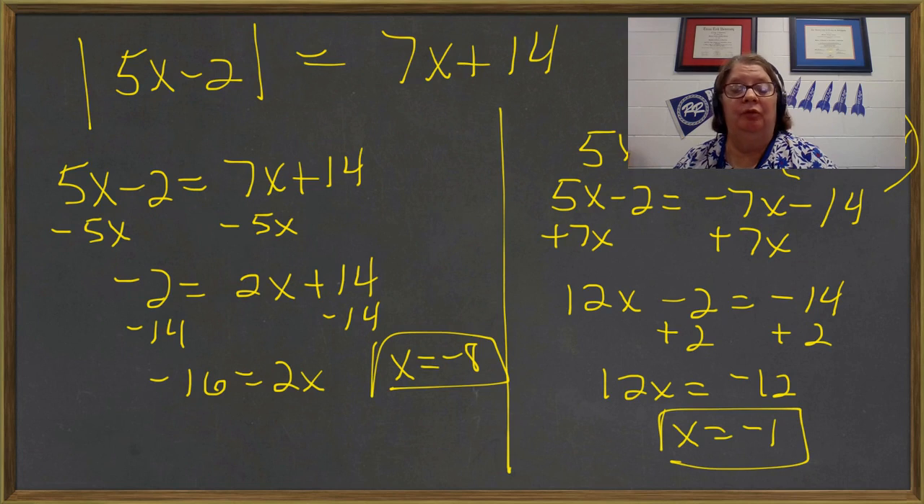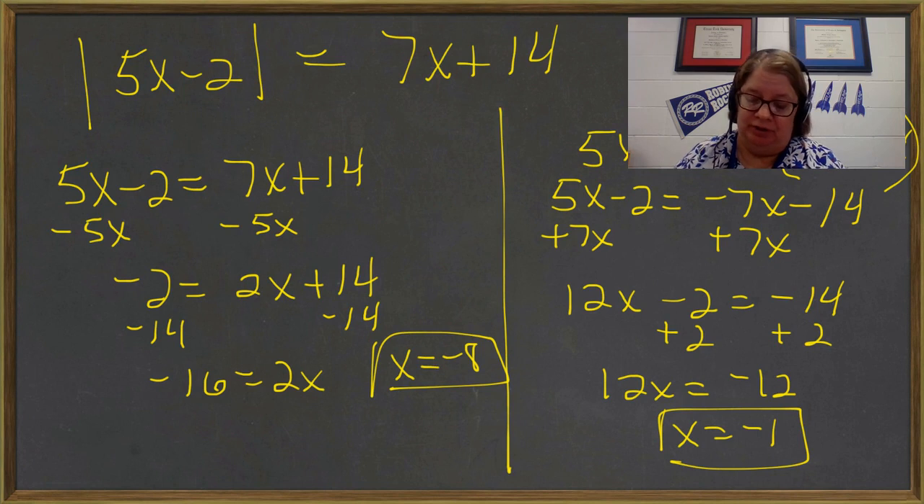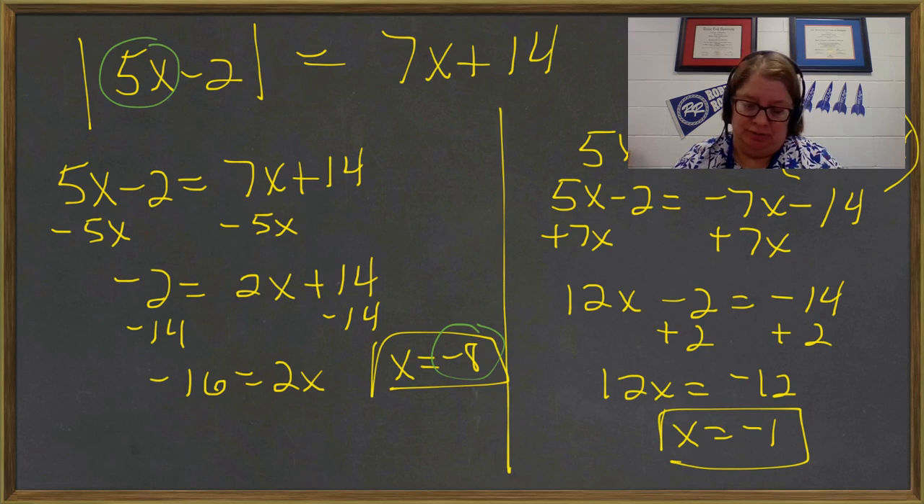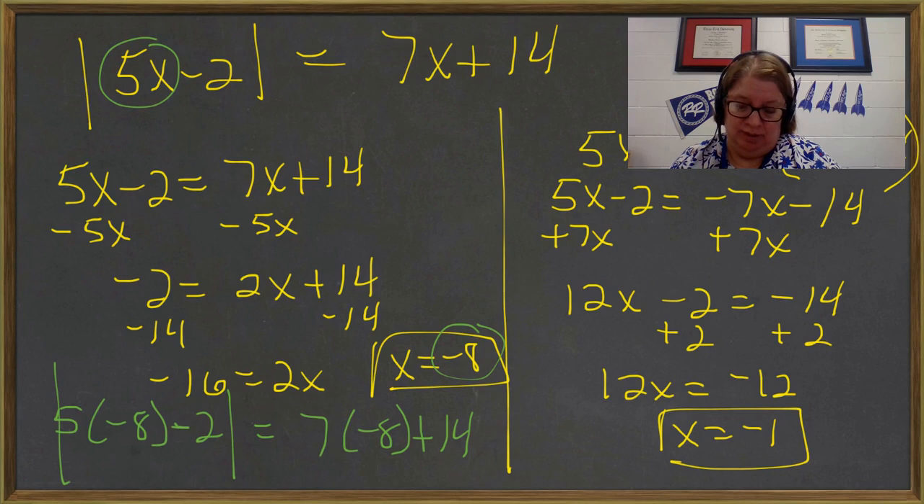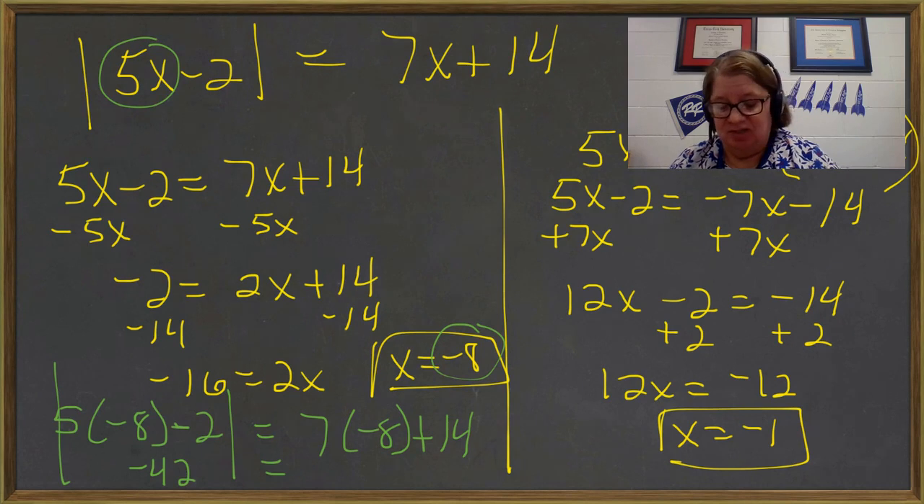Now, we must check these to make sure that they both work, to make sure that we don't have extraneous solutions. So I'm going to take this negative 8 and plug it in for the x. This is negative 40 minus 2, so that's negative 42. This is negative 56 plus 14. What's negative 56 plus 14? It's negative 42.